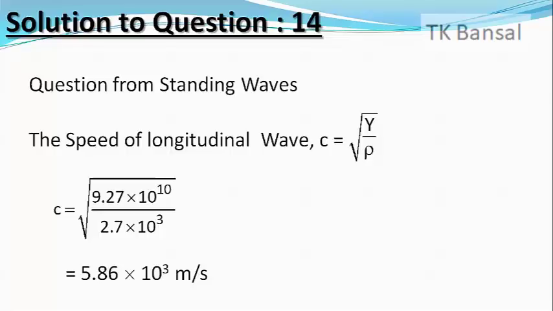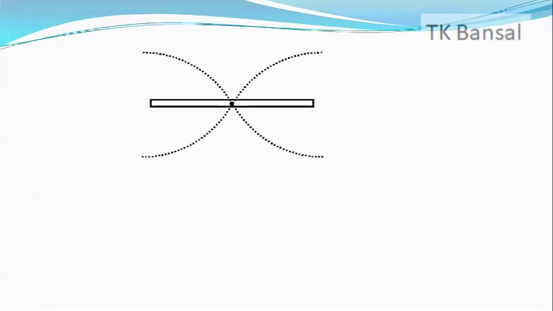In the given problem, the rod is clamped at the middle, therefore the middle point should be a node, whereas the two ends are free to vibrate and must therefore be antinodes. So in the fundamental mode of vibration, L is equal to lambda by 2, or lambda is equal to 2L, or lambda is equal to 1.2 meters.